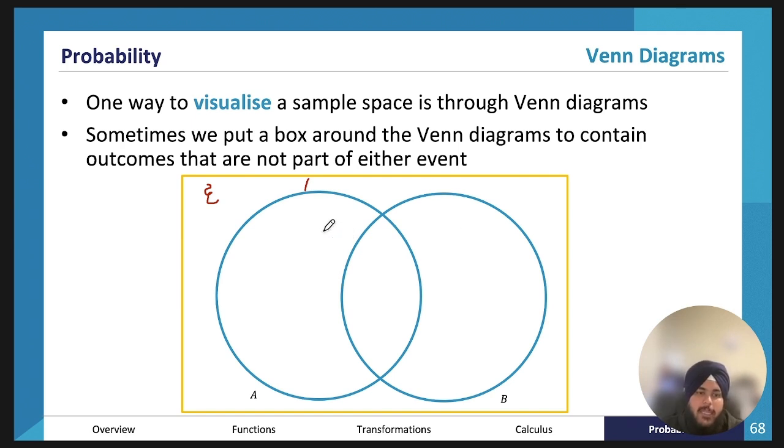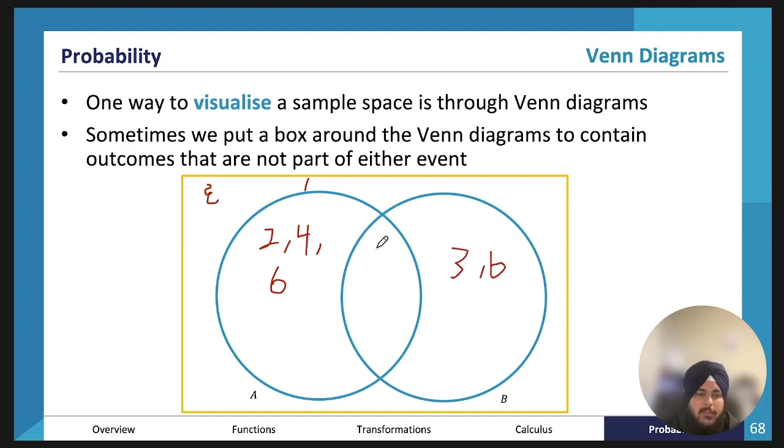Let's just say we're rolling a 6-sided die. Event A is the probability of getting an even number. Event B is, let's say, getting a multiple of 3, for example. For even numbers, we have 2, 4, 6. What about event B? We have multiples of 3. So we have 3, and we also have 6.